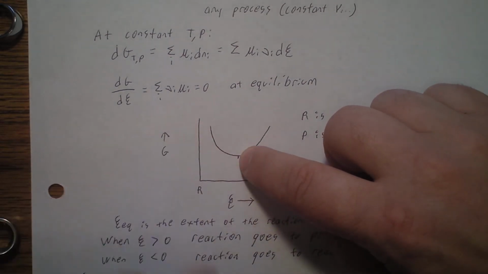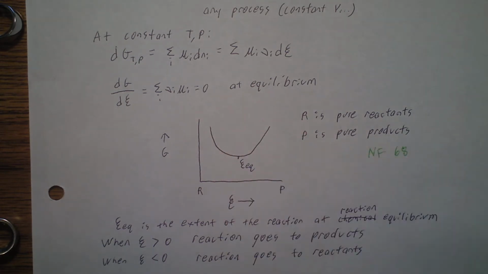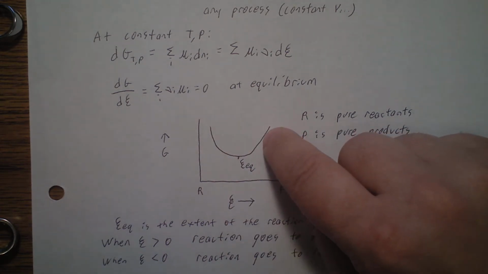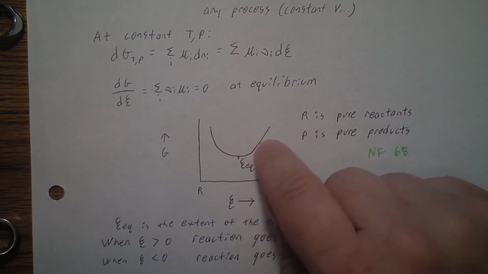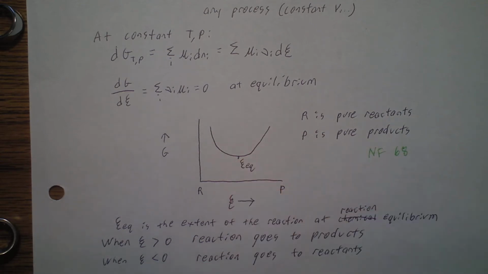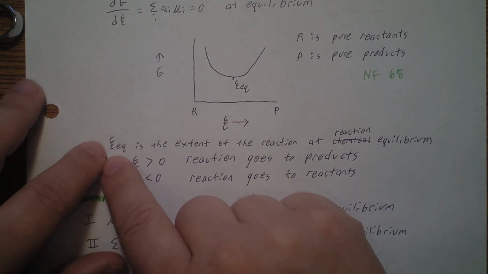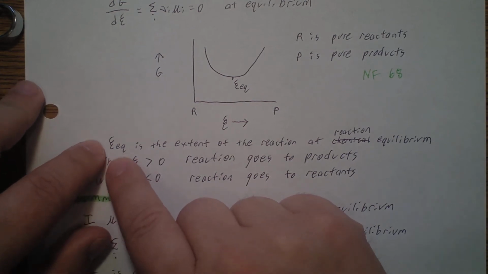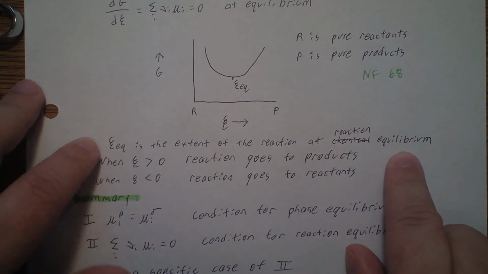If you have more reactants, then the Gibbs free energy is going to go down until you're at the equilibrium. And if you have too much product, then you're going to go down this way. The extent's going to change until you're at the correct extent for equilibrium. So this xi equilibrium is the extent of the reaction at reaction equilibrium.